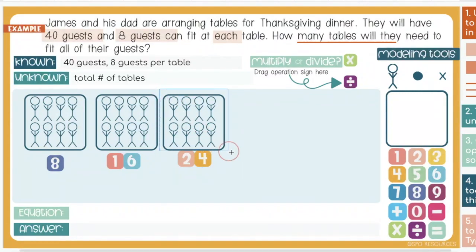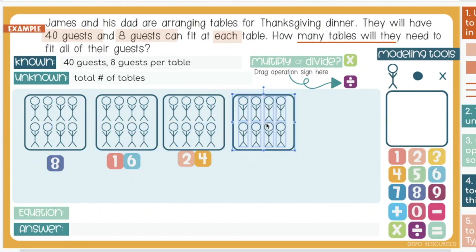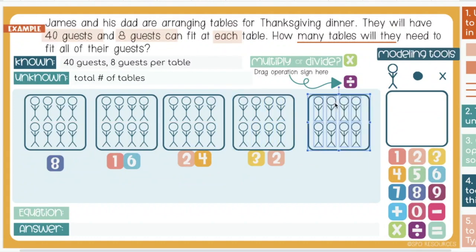I'll highlight my table again, hold down Option, drag, release my mouse, release Option. When I add another 8 guests, I have 32 total guests at 4 tables, but I need 40 guests. Another table, by copying, hold down Option, drag, release my mouse, release Option. When I add 8 more, that is 40 guests. I've created 5 tables with 8 guests in each for a total of 40 guests. Answer is 5 tables.